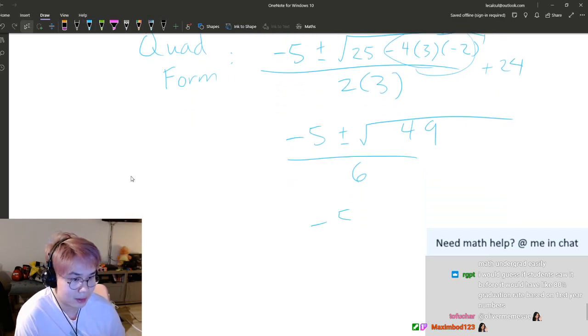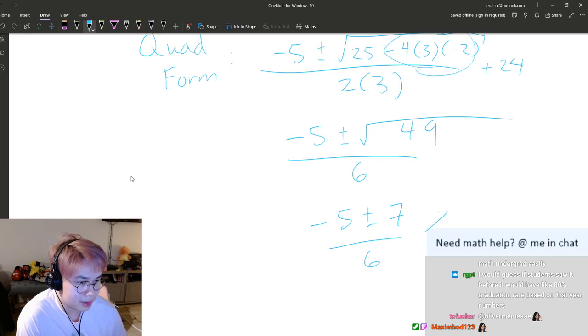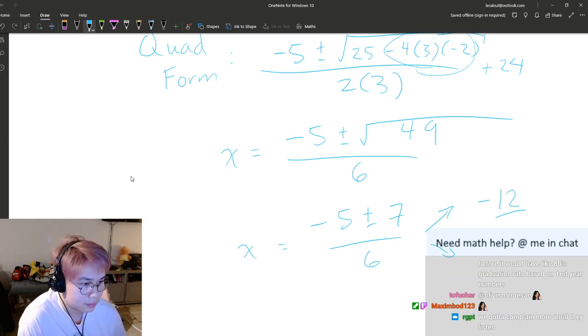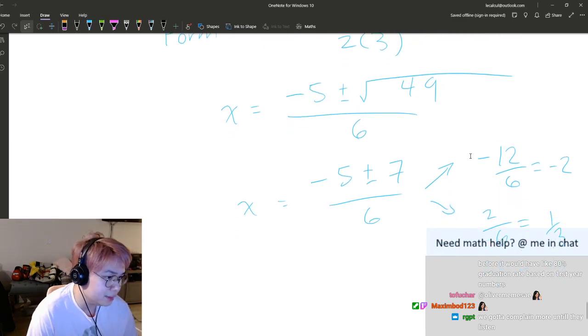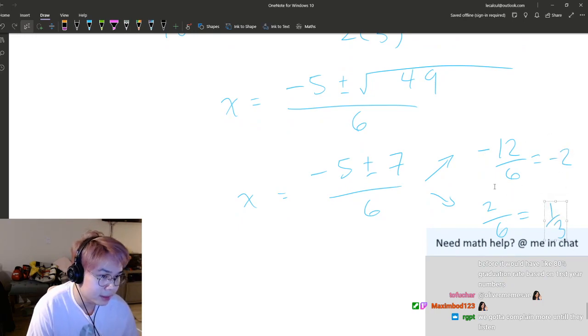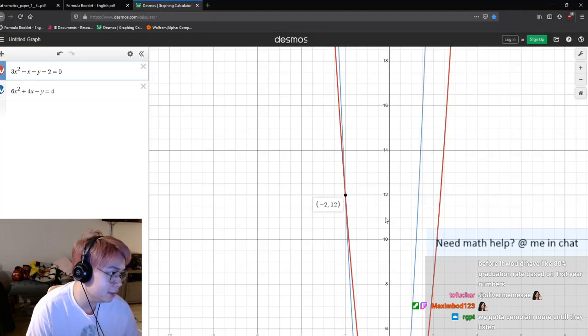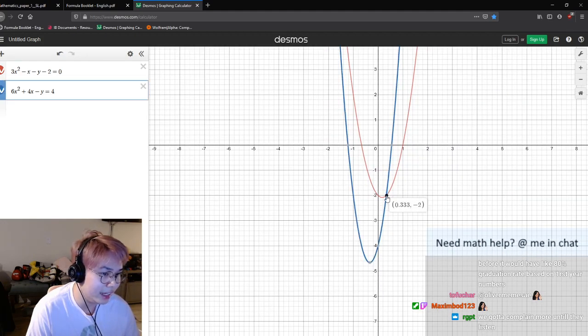So then from here, we have plus or minus 7. So we get two possible solutions for x. And then 2 over 6, which is 1/3. So found animal, right now we found our x values, negative 2 and 1/3, depending on if you're adding or subtracting 7. And that makes sense, right? Here's that negative 2, and then the other solution was over here at 1/3.